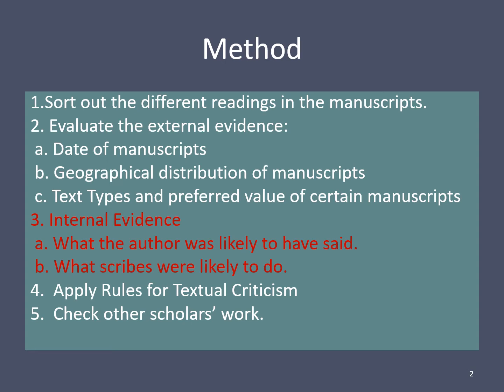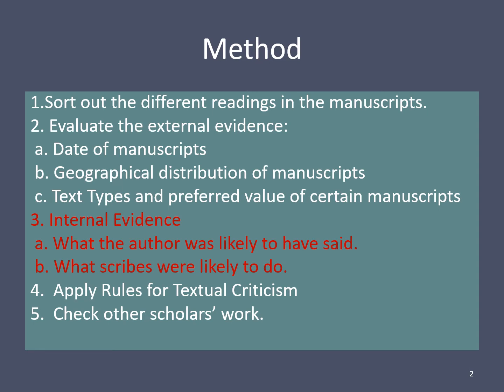Looking at this slide, you can see then that by the time we get to this point in our application of the methodology for textual criticism, we have sorted out the different readings in the manuscripts. You will have put into a chart what the different readings are and sorted out things from the apparatus reading to show that you actually can read the apparatus and you can interpret it. And then related to that, you will have evaluated the external evidence according to the date of manuscripts, the geographical distribution of manuscripts, and then the text types or preferred value of certain manuscripts.